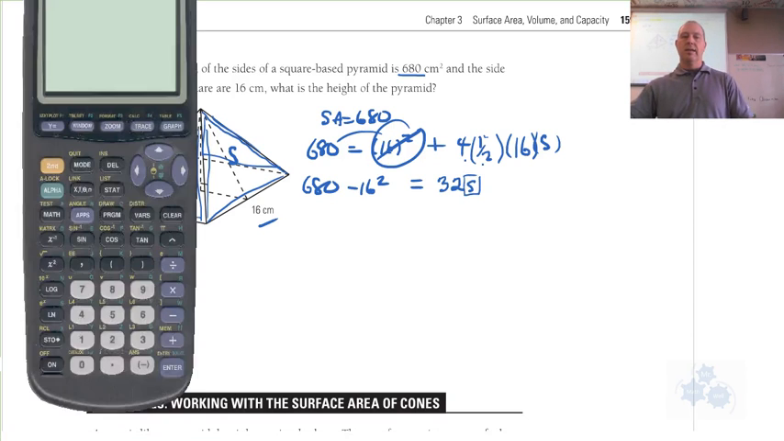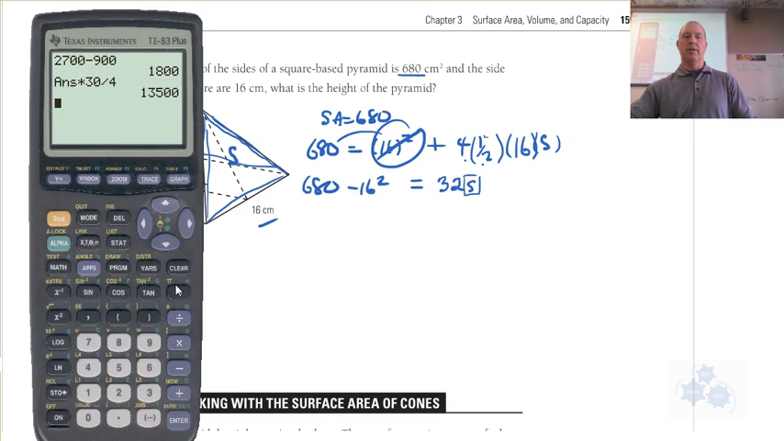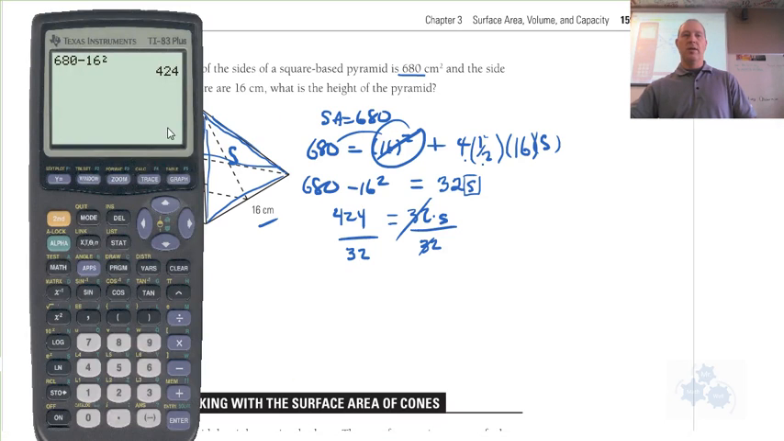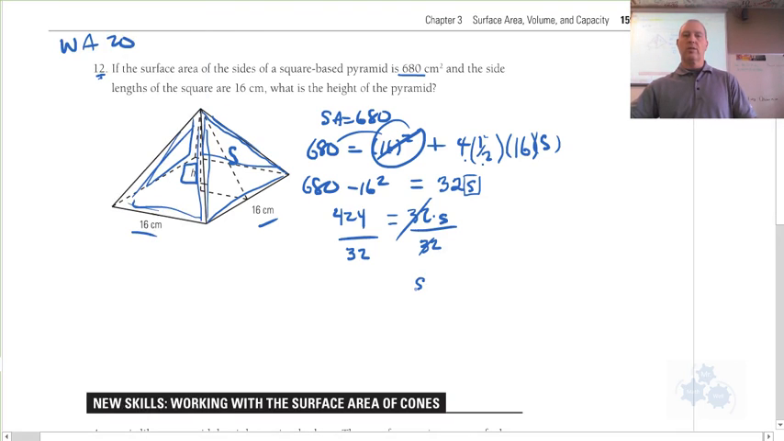So on this side, over here, okay, let's do on our calculator 680 minus 16 squared, which is 424. And how I get S by itself is, again, this is 32 times S, so let's divide both sides by 32, the opposite operation of what's happening here to the S. So those are going to be divided out, and our S then is going to be 424 divided by 32. So we can solve for S, 13.25.